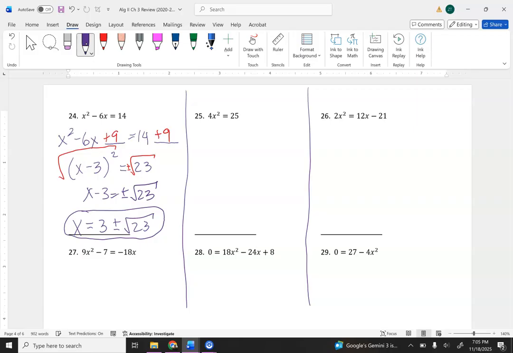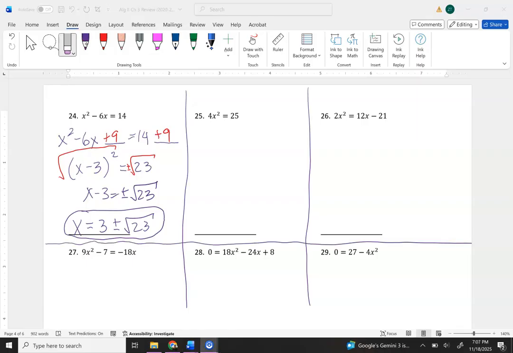You could have done that using quadratic formula as well. You might have had to do some simplification. I'm not really sure, but probably you would have to do some type of simplification to get this answer. All right, so that one we chose to use complete the square. You could have used quadratic formula. All right, now number 25.